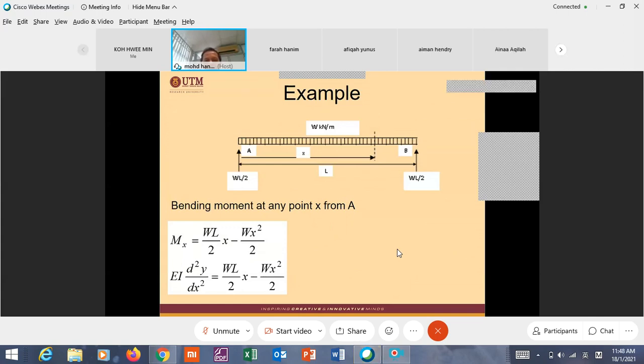In the last topic you have done shear force and bending moment, and I hope you can still remember how to draw the bending moment and shear force diagrams. Now in this topic we calculate the deflection at any point, or the maximum deflection at midspan. The bending moment at any point x from A is equal to WL over 2 times x, clockwise positive, minus W x squared over 2, anticlockwise negative.